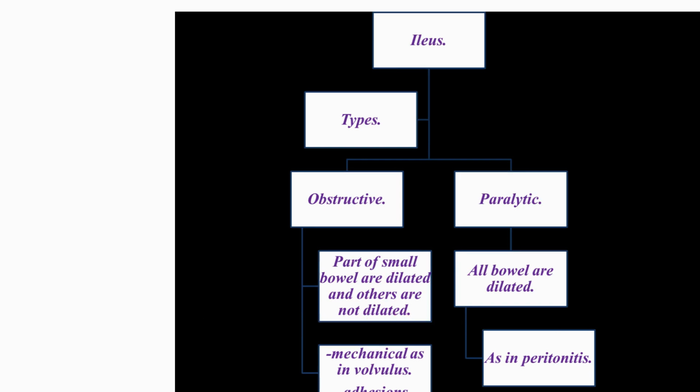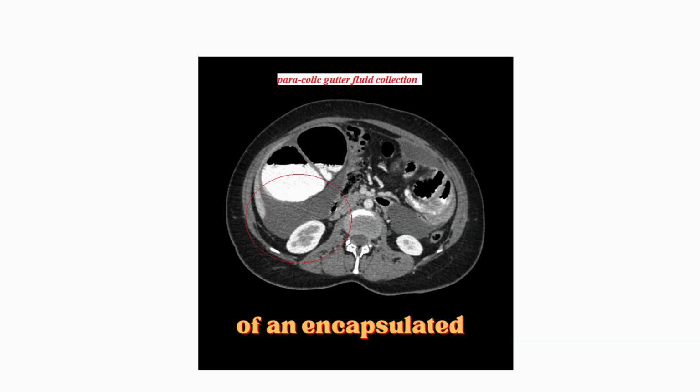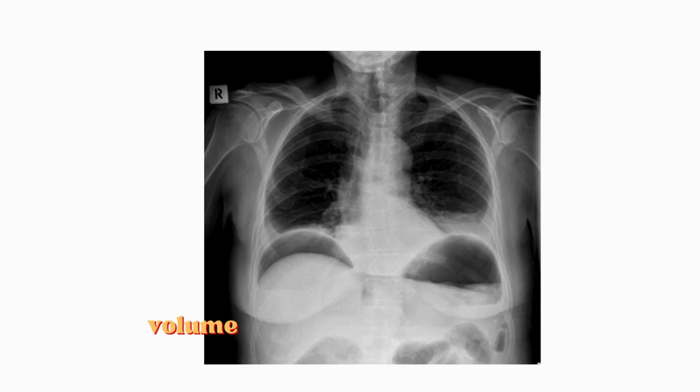On CT there is evidence of an encapsulated fluid causing subacute bowel obstruction. The transition is seen at proximal ileal level. No abrupt transition seen. There is a large volume of free subdiaphragmatic gas with air fluid levels under both hemidiaphragms.